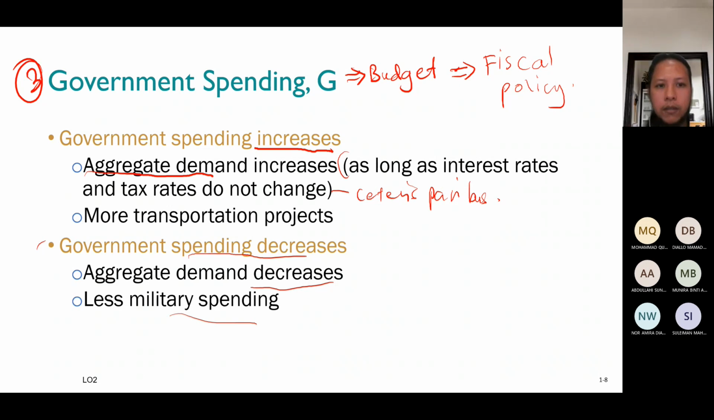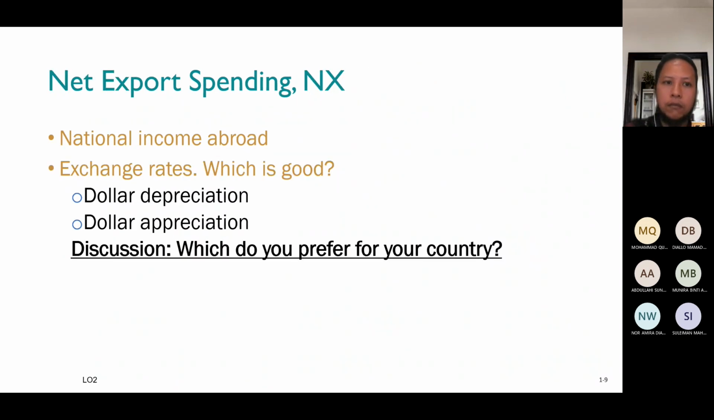Okay, so the idea is that basically when government spending decreases, this also reduces the aggregate demand in the economy. Okay, and then finally, in terms of the fourth component of aggregate demand, the net export depends on two factors. Okay, what is the income from abroad?